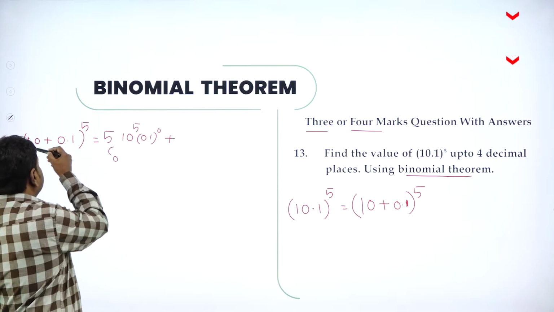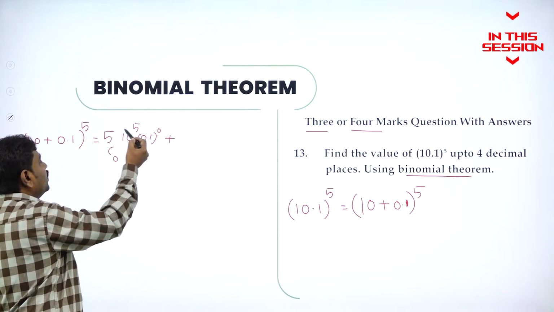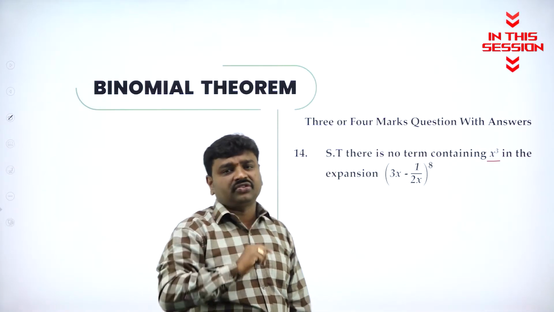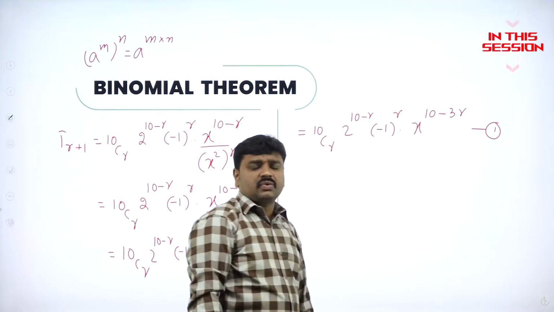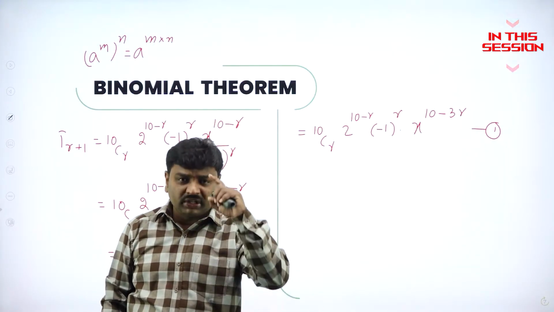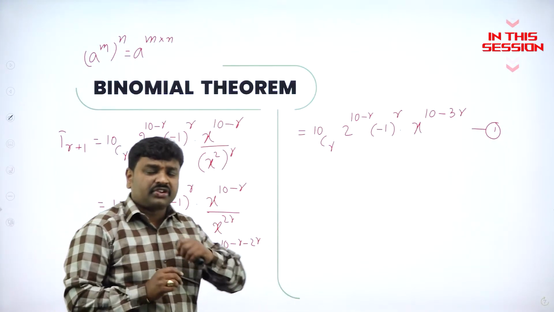And first term is 10, 10 power n means 5, 10 power 5 decreases. Now we need to prove there is no term containing x cube. First we will find the term containing x cube. So dear students, they want term independent of x. If you want term independent of x, the power of x should be 0.